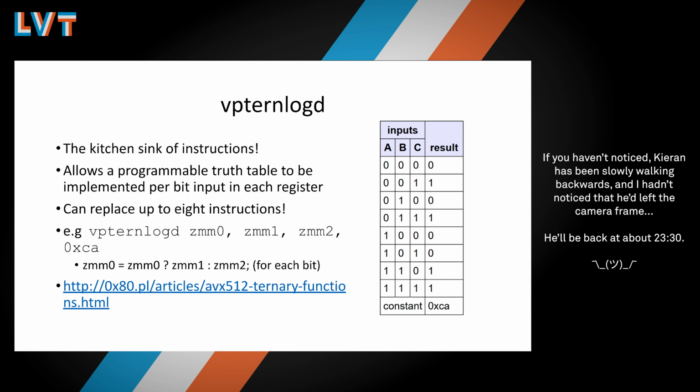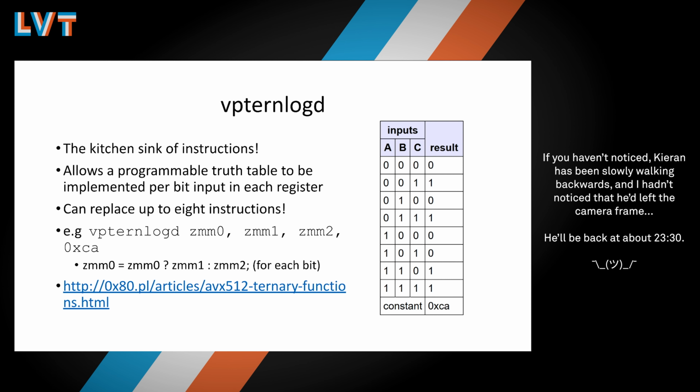VPTERNLOGD is a remarkable instruction. I don't think there's been anything like it. Really the kitchen sink. You can program a truth table. If anyone remembers your GCSE science, where you drew these little diagrams of your ones and your zeros, and you have an AND, or your OR, XOR. You can actually do, in theory, up to 8 different truth tables in one. So you basically program a truth table into the instruction, using this value here.